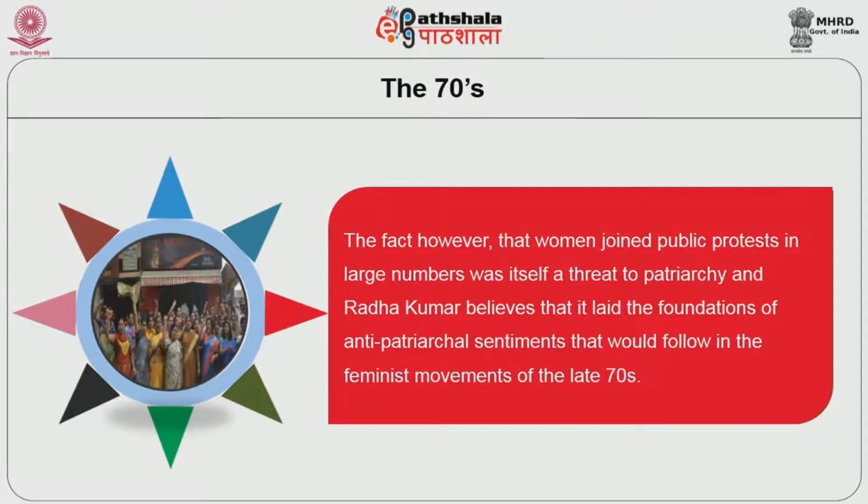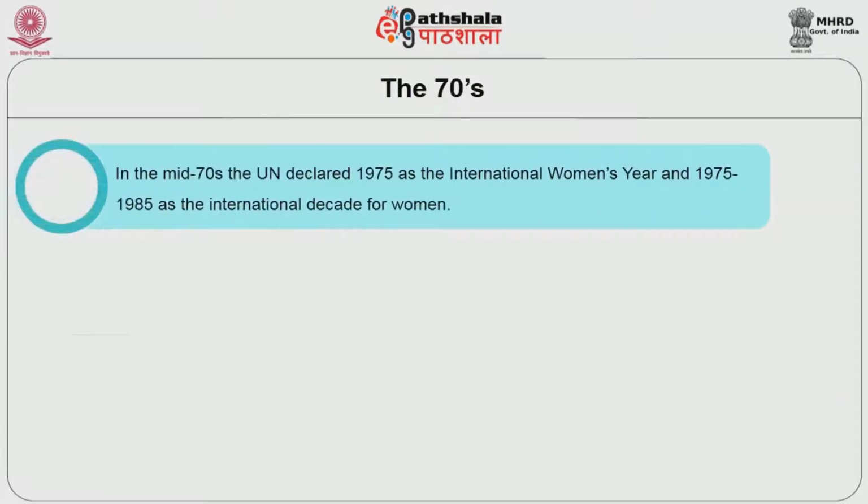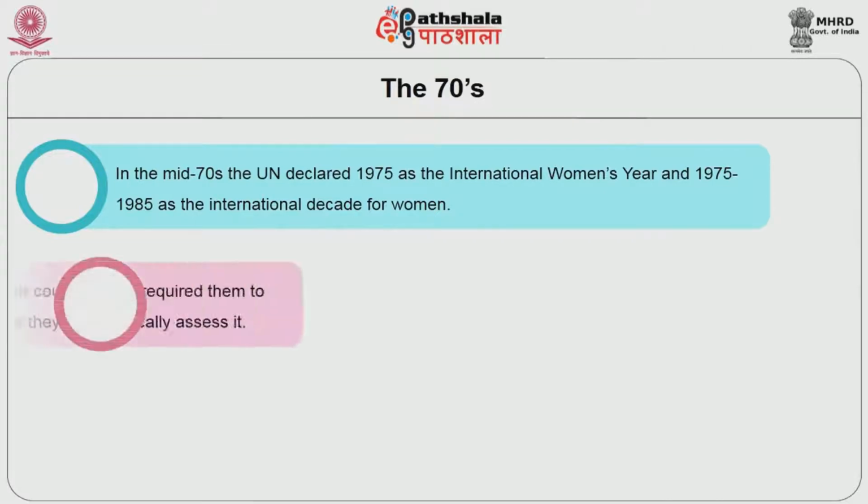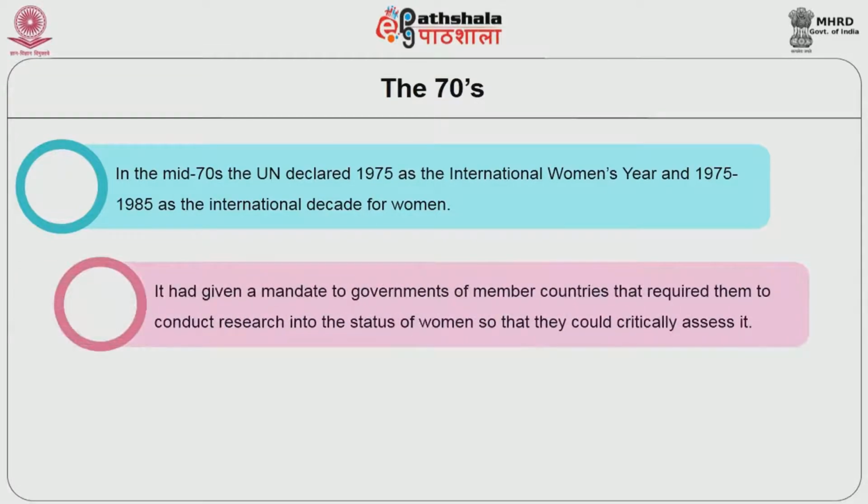In the mid-1970s, the UN declared 1975 as the International Women's Year and 1975 to 1985 as the International Decade for Women. It gave a mandate to governments of member countries that required them to conduct research into the status of women so that they could critically assess it.